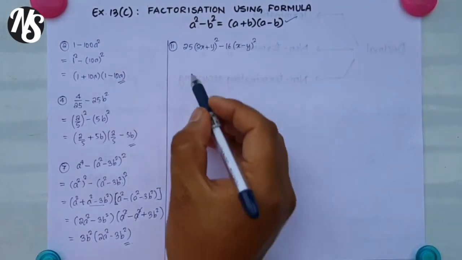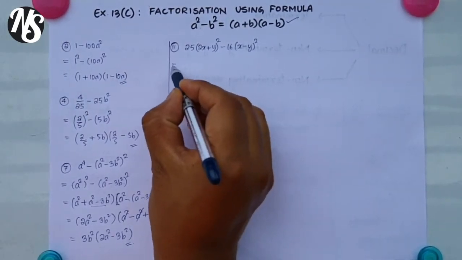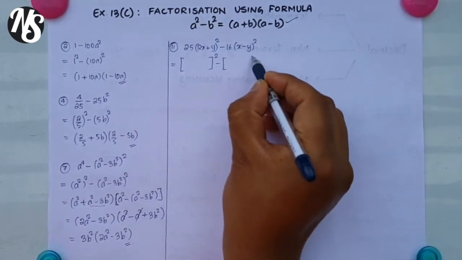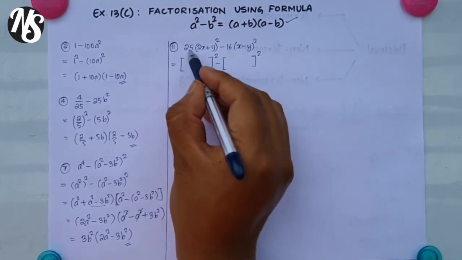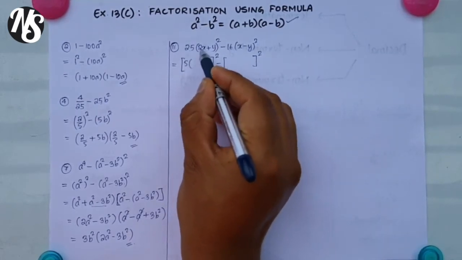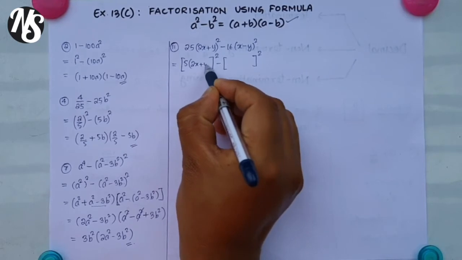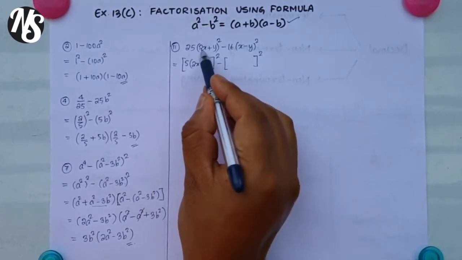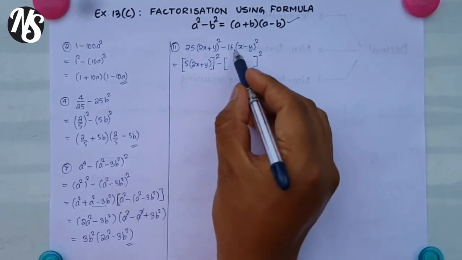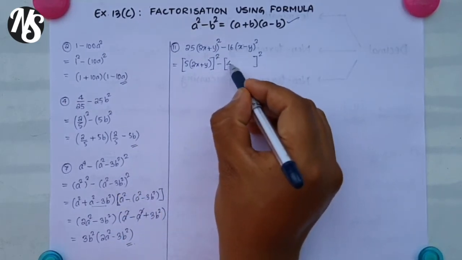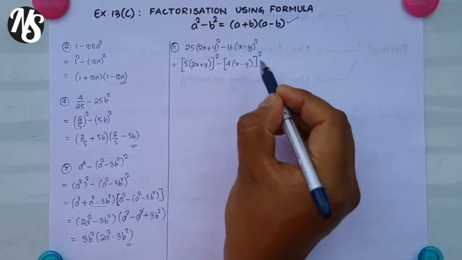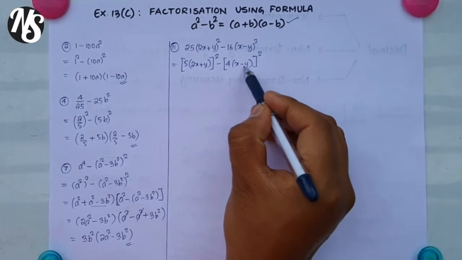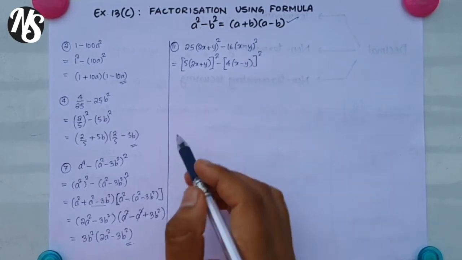So we have another question, question number 11. Let me express this as a square minus b square. Now square root of 25 is 5 and we have 2x plus y here. So 5 square is 25, (2x plus y) whole square, minus, similarly we will write 4 into (x minus y) here. So it becomes 4 square is 16, (x minus y) whole square.